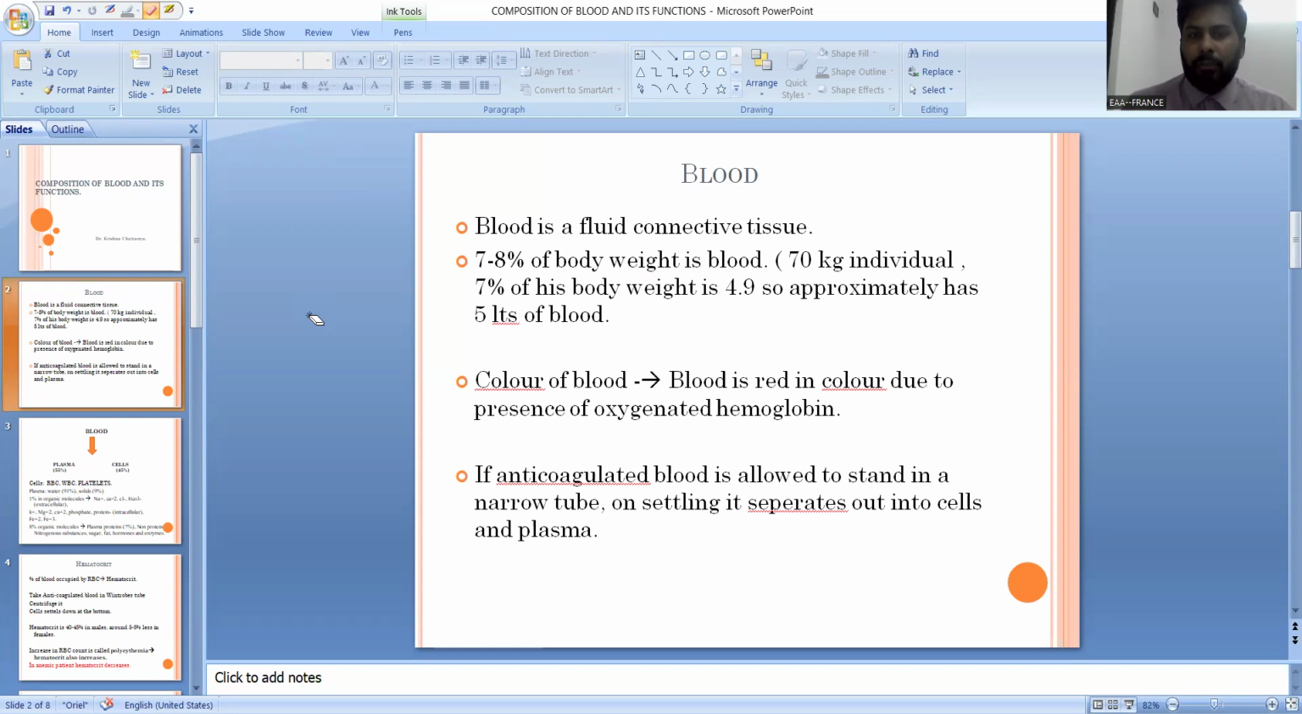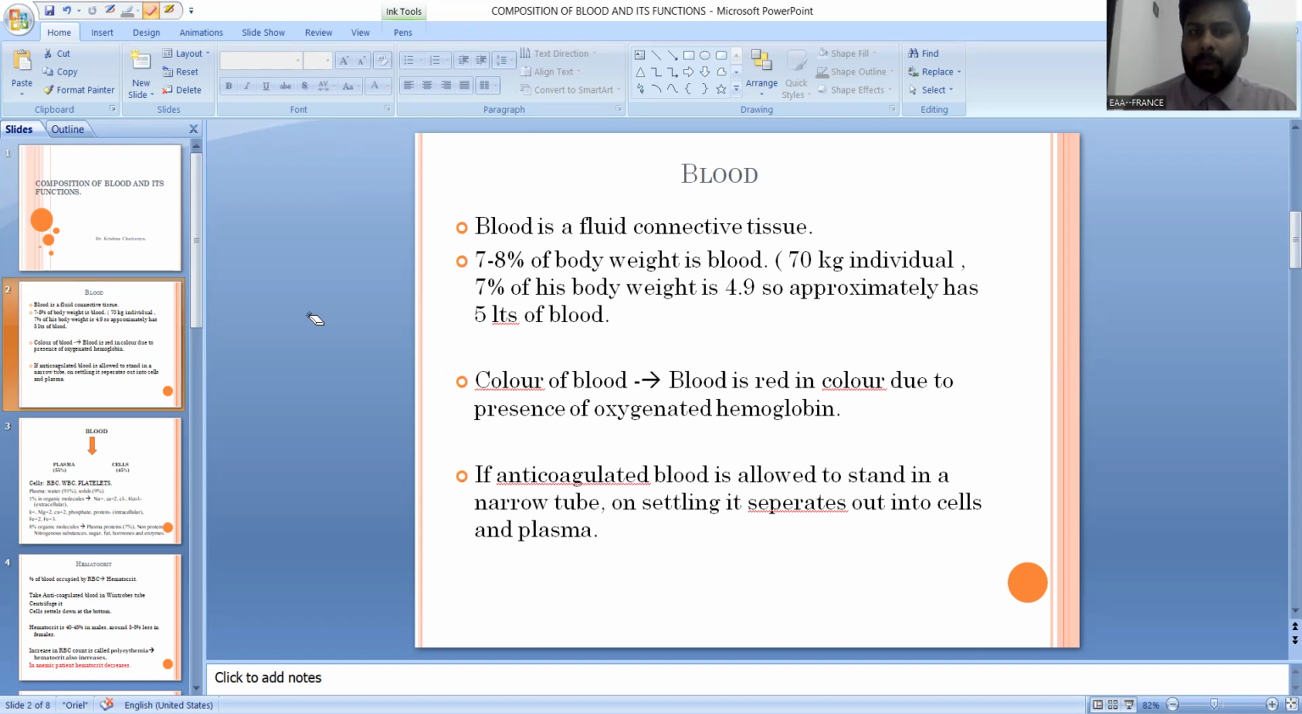And what is the color of my blood? Let's say if we prick, what happens? The capillary bleed starts oozing out, right? You can see the color of the blood. So what is the color of the blood? The blood is usually red in color. The reason behind it is the presence of oxyhemoglobin in the RBC, right?